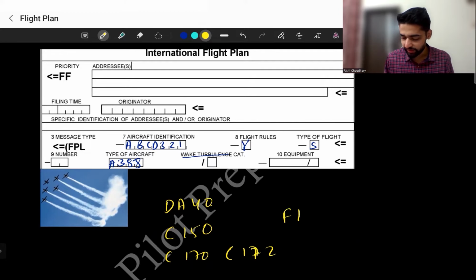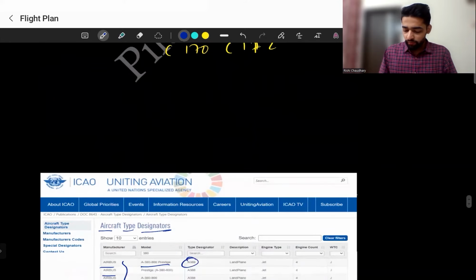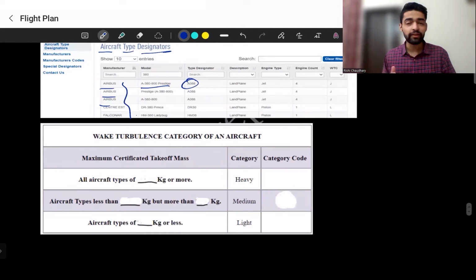Now comes the wake turbulence category. Now, what is this category? Category means the weight of the aircraft. So whether your aircraft is light, heavy, or medium, we have to know that, and then we will fill that particular symbol there. Just imagine if you have a very light aircraft, that means a very small training aircraft, the aircraft will have a weight of around 7,000 kg. So if the aircraft is carrying a weight of 7,000 kg or less, it comes under category light or L.